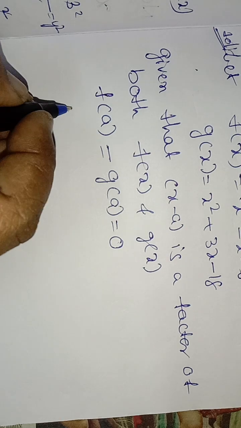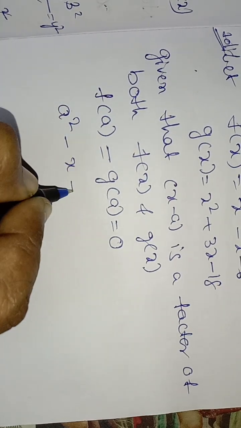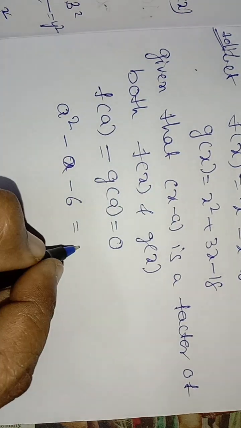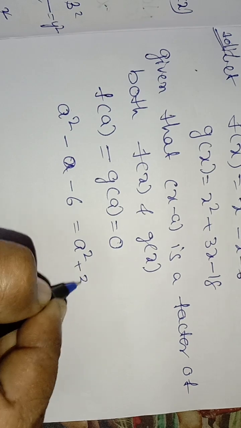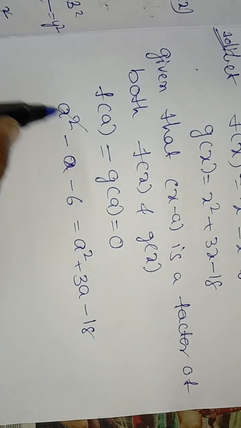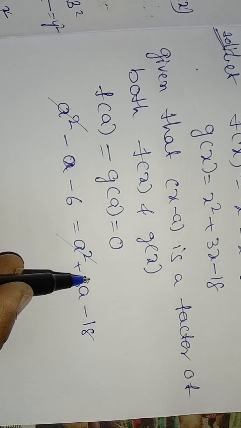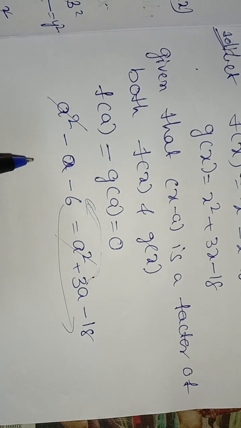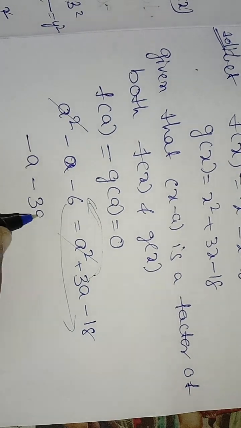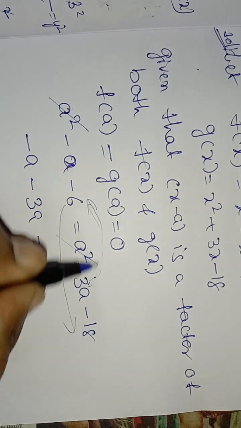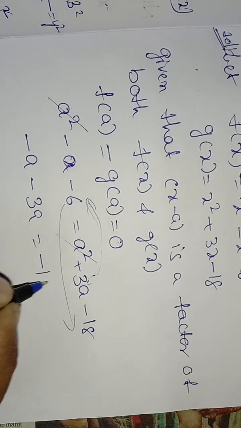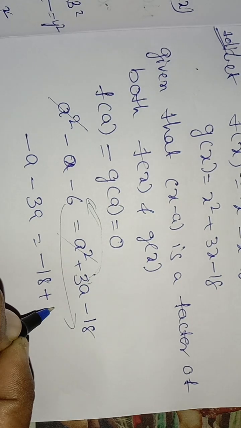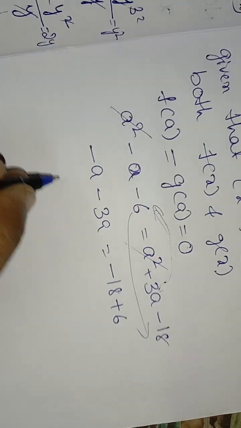In the place of x you write a square minus a minus 6 equals g term changes, a square plus 3a minus 18. These two will get cancelled, right? Now transpose the terms. I am taking minus a and minus 3a. So I am bringing my 3a, plus 3a becomes minus 3a. Already minus 18 is here. Minus 6 after transpose becomes plus 6, right?